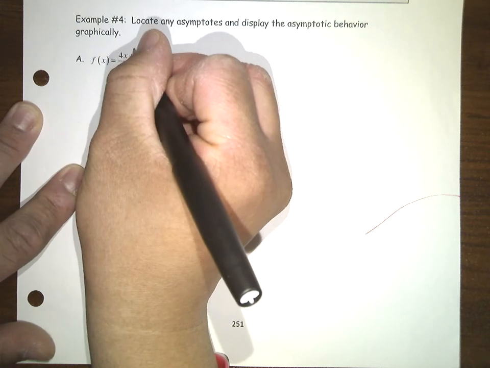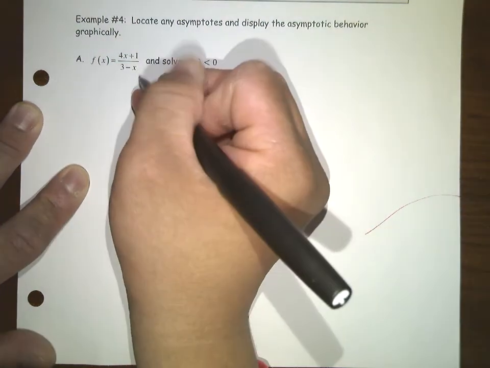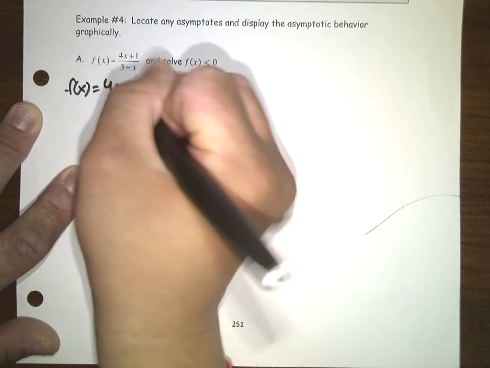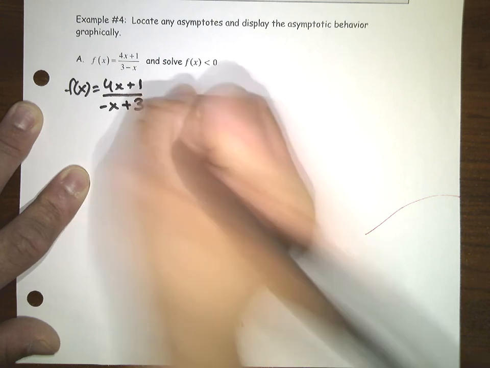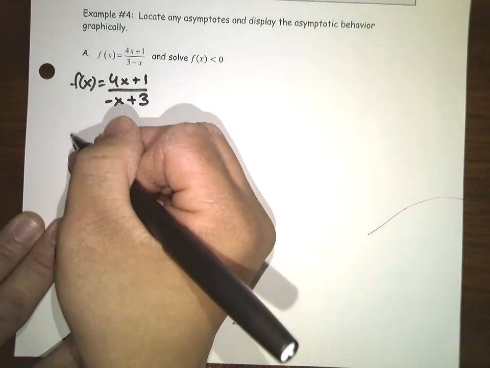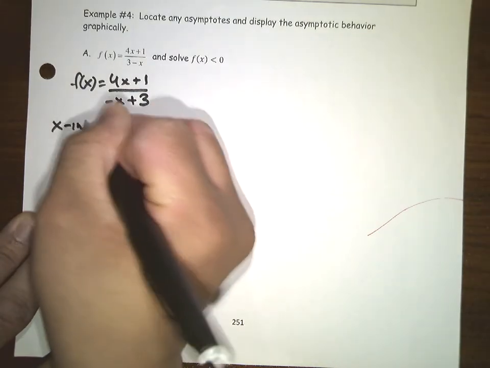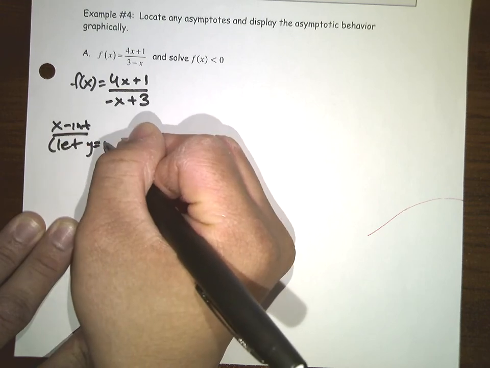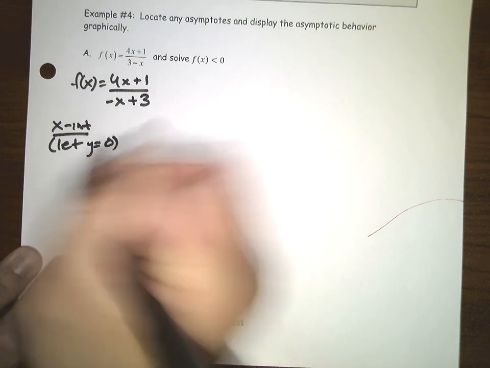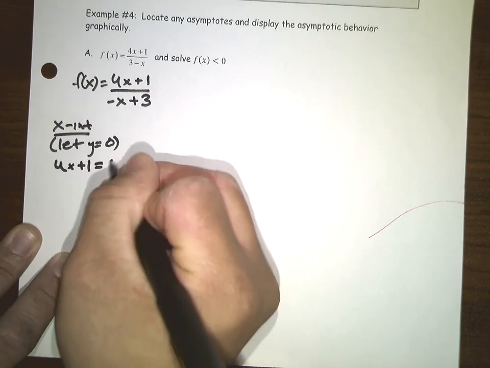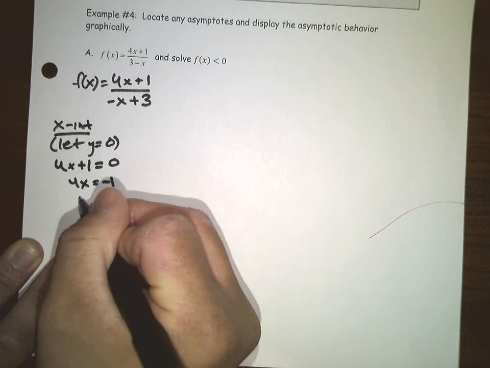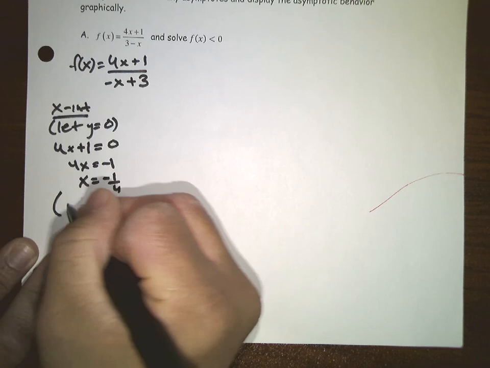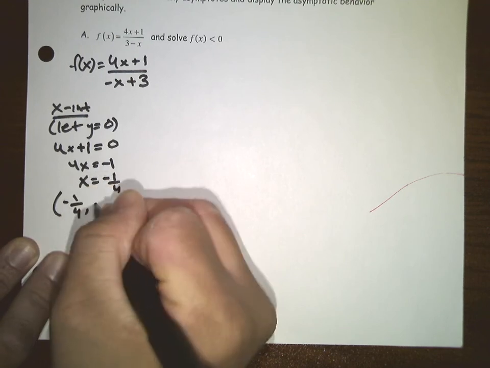The numerator and the denominator are factored already, but I'm going to rewrite f of x as 4x plus 1 over negative x plus 3. And I know that if I want the x-intercepts, then I let y be equal to 0. So 4x plus 1, the numerator, will be 0. So 4x will be negative 1. And if I divide by 4, x is negative 1/4. So one of the points on the graph is negative 1/4, 0.